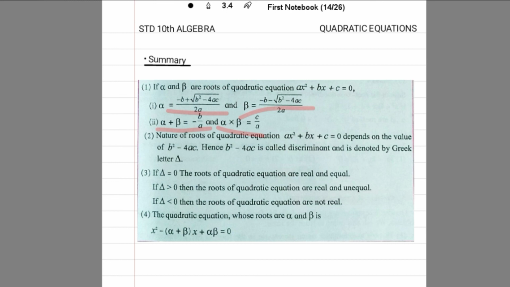The next thing which we learned is the nature of roots of quadratic equation, which totally depends on the b square minus 4ac value, right? And this b square minus 4ac value is called the discriminant, and it is denoted by delta, this triangle shape. Then in the nature of the roots topic, we learned three conditions. The first condition was, if the delta, that is the b square minus 4ac value, is 0, the roots of the quadratic equation are real and equal.